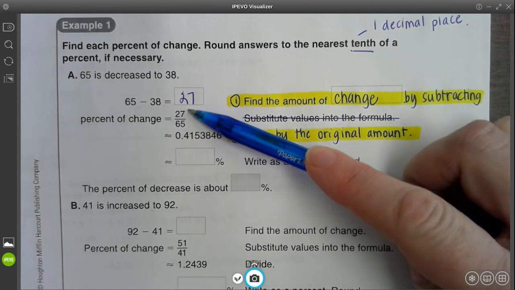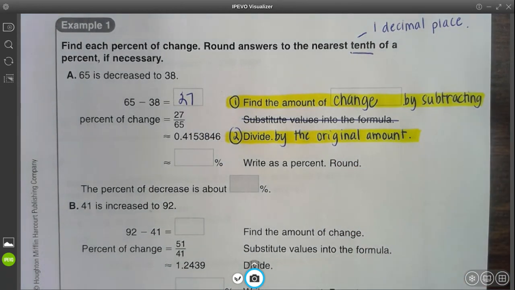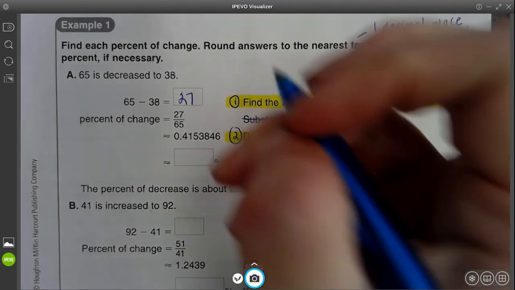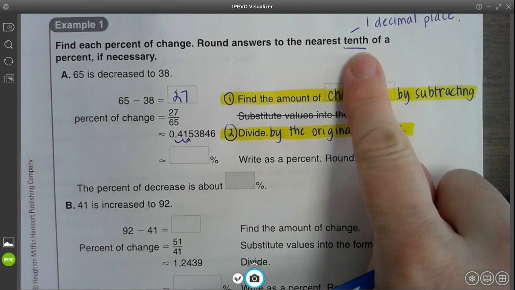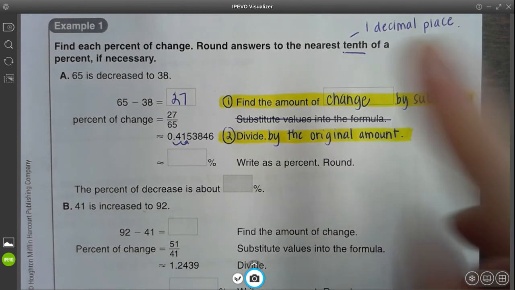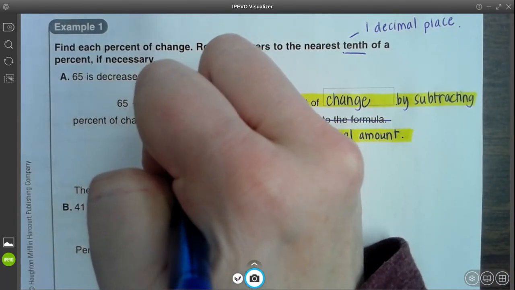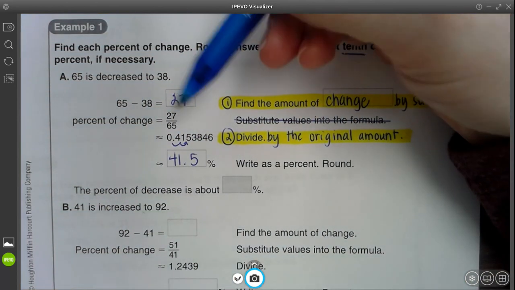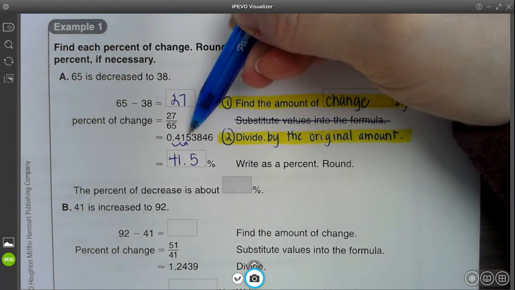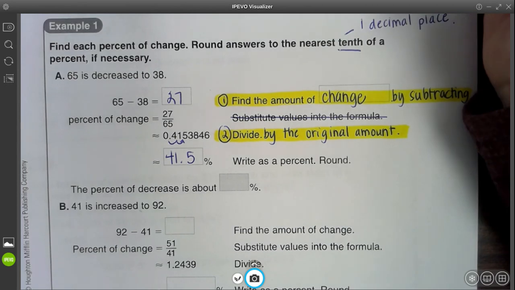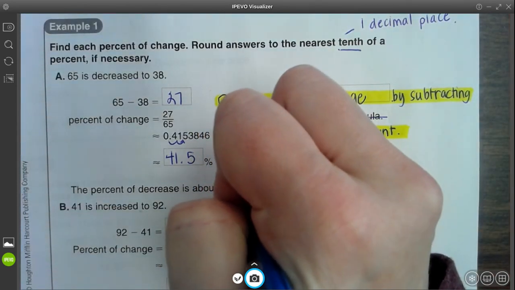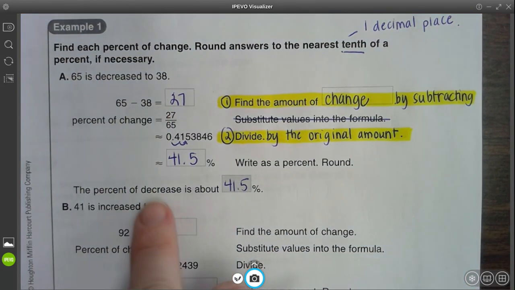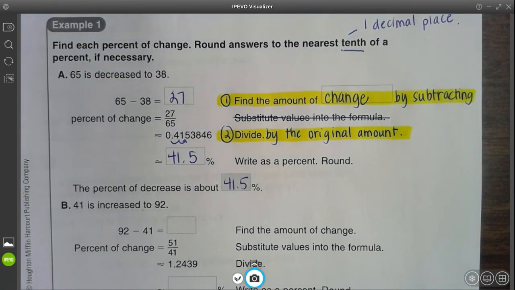Okay, when we divide, we end up with a decimal, and of course we have to write that as a percent. So to do that, we're going to move that decimal point 2 to the right, and we're going to round it to the nearest tenth, which is 1 decimal place. So this is going to be 41.5%, because the 3 after the 5 is going to keep the 5 where it is. Okay, so this is going to be a percent of decrease because it's going down, right? So that's why they said the percent of decrease is about 41.5%.